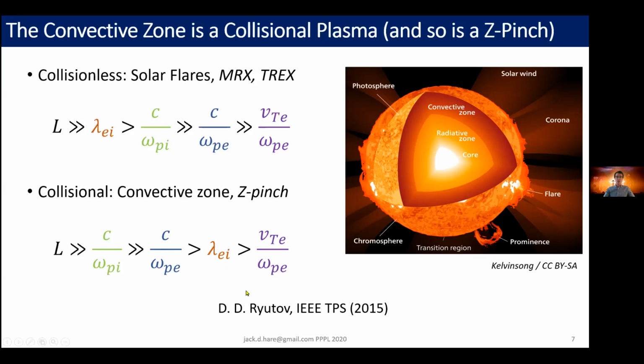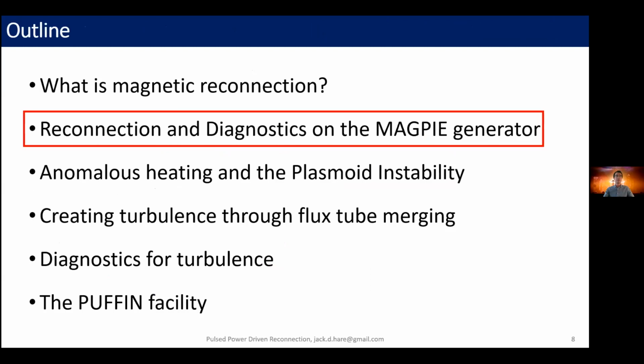And Dmitry Ryutov, in a very interesting paper about 5 years ago, pointed out that this collisional regime here is exactly what you expect in the hot, dense, and highly magnetized, or strong magnetic field, plasmas that are produced inside the Z-pinches. And so it's Z-pinch based experiments that I'm going to be using to demonstrate reconnection and turbulence for the rest of this talk. So I'm going to start now by presenting data on our reconnection experiments and some of the diagnostics we use to make measurements of all of the relevant plasma parameters within the reconnection layer.